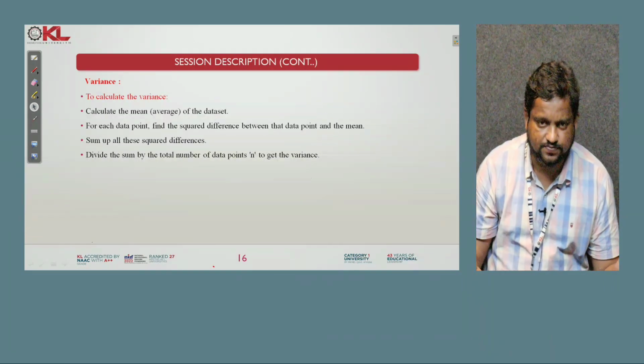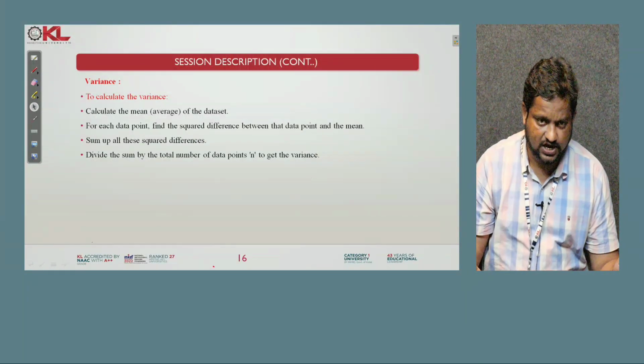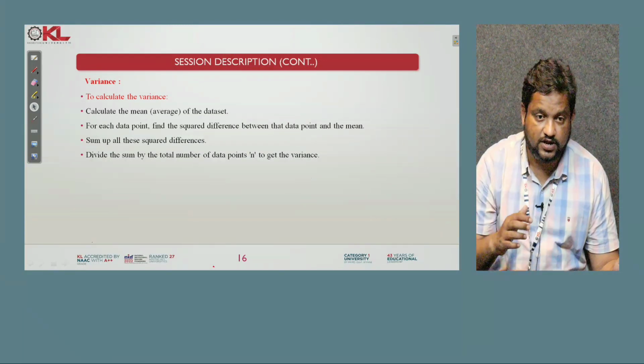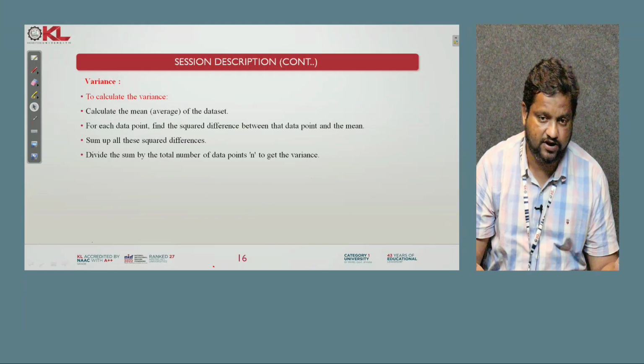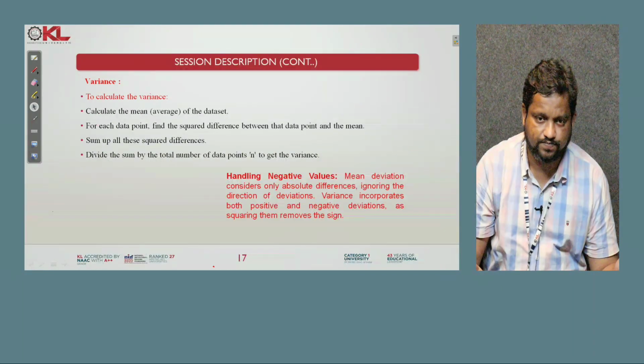So, simple steps for understanding how variance gets calculated. First, calculate the mean of the data set. For each point, find the square difference between the data point and the mean. Then sum all these square differences and divide by n. N is the number of instances in that particular data set. That gives the variance of the data set.